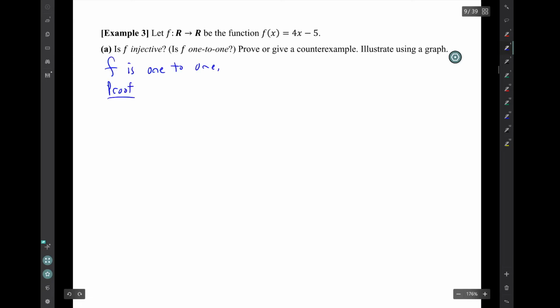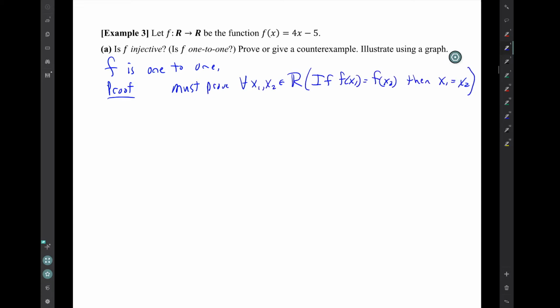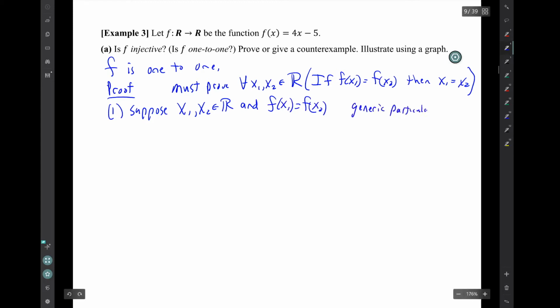So how do we prove that something is one-to-one? Remember that we have to prove this. Notice that's a universal conditional statement. So we will prove this using a direct proof. So we have no choice about how this proof will start. We have to start by introducing a generic particular element. Now remember what that is. That is elements of the domain that satisfy the condition given in the hypothesis. So we have no choice about what goes in statement 1.